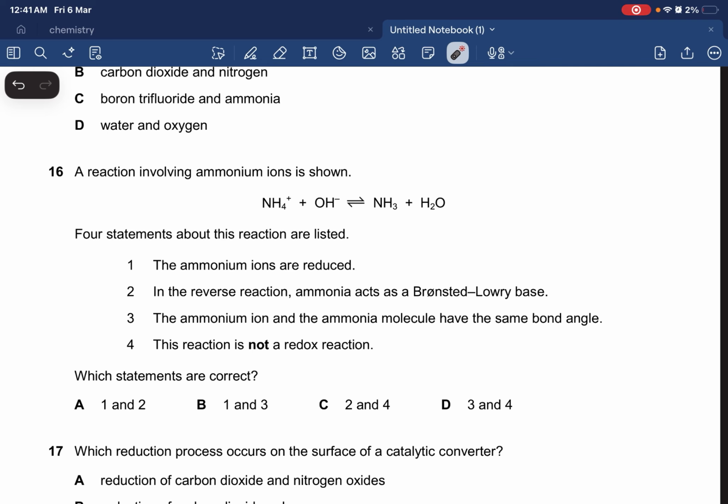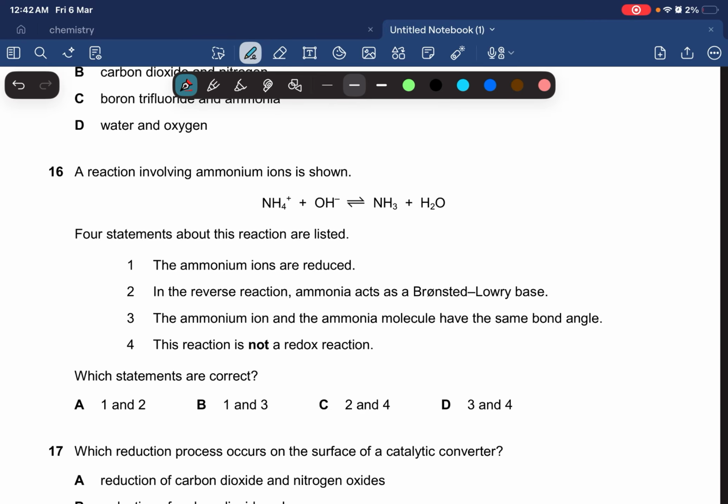A reaction involving ammonium ions is shown. We have ammonium ions, that's a Bronsted-Lowry acid-base reaction. Ammonium is a proton donor, OH is a proton acceptor, and in the reverse reaction, they are a conjugate acid-base pair. In the forward reaction, ammonium is an acid, and in the reverse, ammonia is a base. The ammonium ions are reduced? There's no change in oxidation number. In the reverse reaction, ammonia acts as a Bronsted-Lowry base. Yes, in the reverse, ammonia is a base because it's accepting a proton to form ammonium.